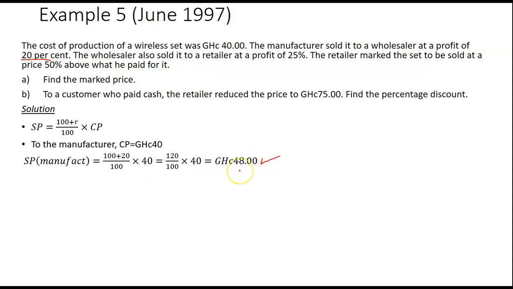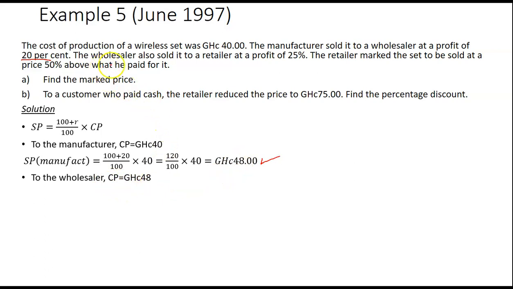Are you with me? Now, if the manufacturer is selling it at 48 Ghana cedis, meaning the wholesaler will buy it at 48 Ghana cedis. So this 48 Ghana cedis, which was the selling price of the manufacturer, becomes the cost price of the wholesaler. You have to be very careful about that. The selling price of the manufacturer is 48 Ghana cedis, so that becomes the cost price to the wholesaler, because the wholesaler will go and buy it at this price.